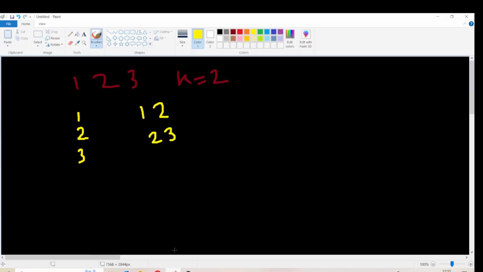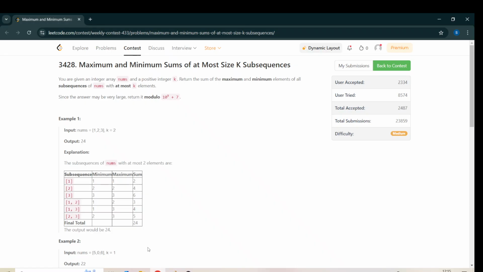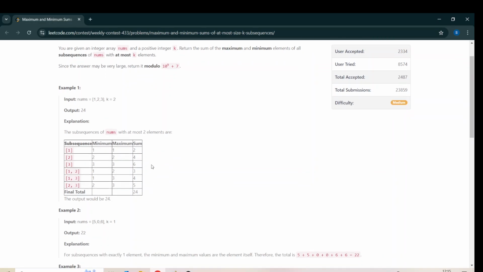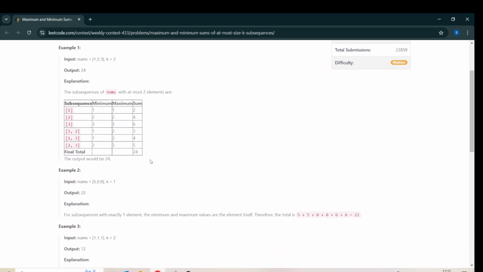So there is another subsequence, 1, 3. The minimum and maximum element of the first subsequence are 1, 1. For this it is 2, 2, and for this it is 3, 3. For this, the minimum and maximum are 1, 2. This is for 2, 3, and this is 1, 3. So the sum is 4, 5, 9, 12, 18, 22, 24. So the answer should be 24. Yeah, the answer is 24. I hope you get the example explanation.